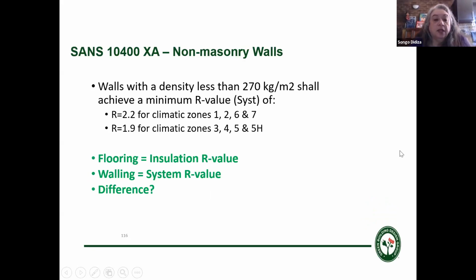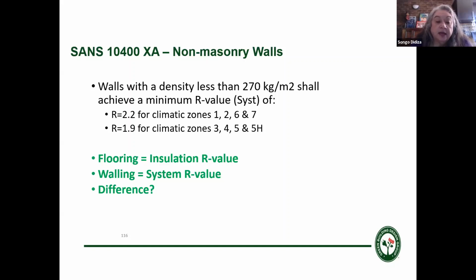Okay, so for walling, we have divided walling up into masonry and non-masonry walls, or densities. Examples of non-masonry walls are timber frame buildings and steel frame buildings. So buildings that don't have concrete or brick, basically. It's the lightweight construction. For lightweight construction, we say that for climatic zones 1, 2, 6, and 7, the R value of the system must be 2.2. And for climatic zones 3, 4, 5, and 5H, which is your area, it must be 1.9.